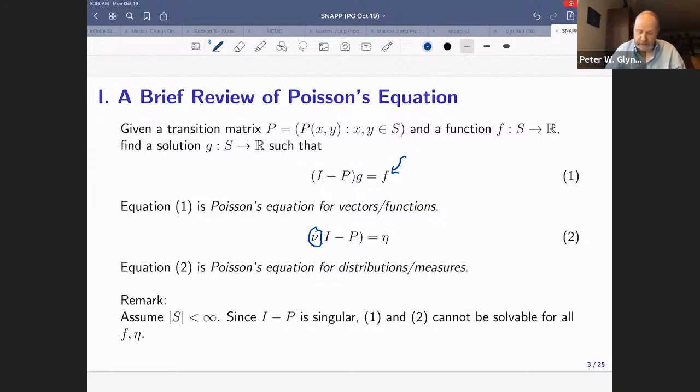Okay, so I said a moment ago that I minus P is a singular matrix. That means, of course, that it can't be that this set of linear equations is solvable for all possible right-hand sides F or for all possible right-hand sides eta. So that means there must be some restrictions on the class of right-hand sides for which we can compute a solution.